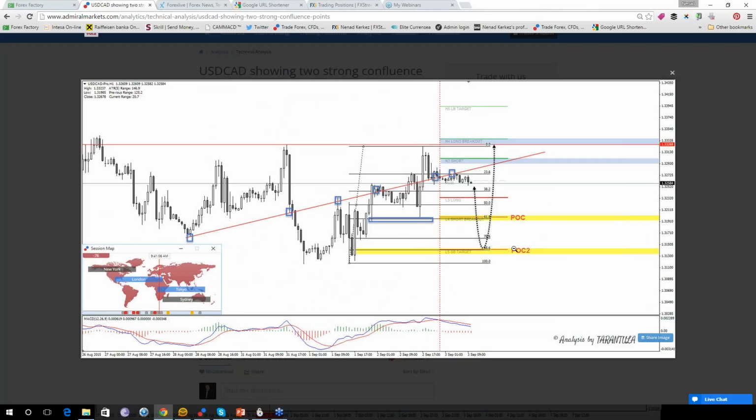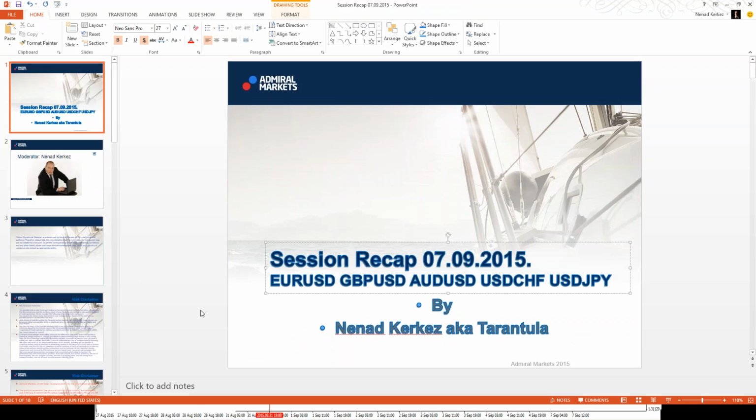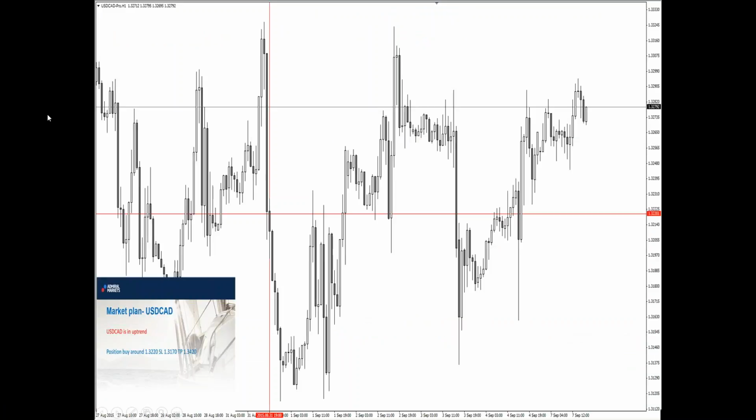We went down. POC2 was hit. Bang! It went up. It went up. So our trade went in a profit. So dollar CAD initially it was a loss, but then, well, you can see it was a good profit.